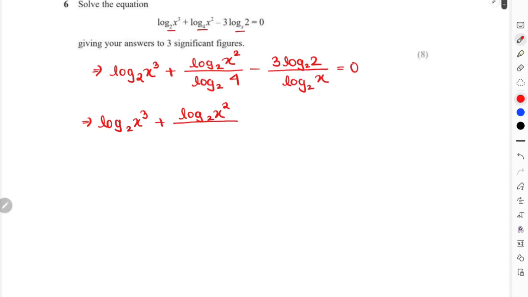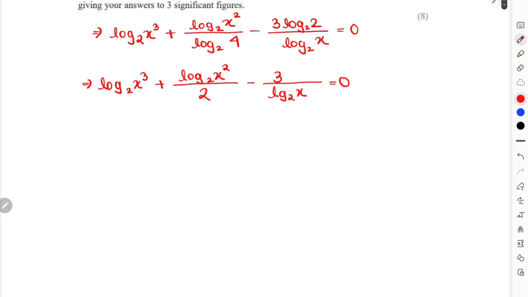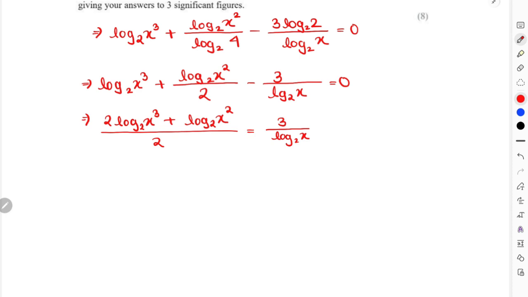1 into 2 is eventually 2. So on the base you now have 2. This is 2, and over here you have this one again, this is 1, right? So 3 divided by log base 2x equals 0. At this part I will take this 3 over log base 2x to the left hand side. So now you have 2 log base 2 x power 3, then log base 2 x power square, this entire thing divided by 2, and this is equal to 3 over log base 2x.